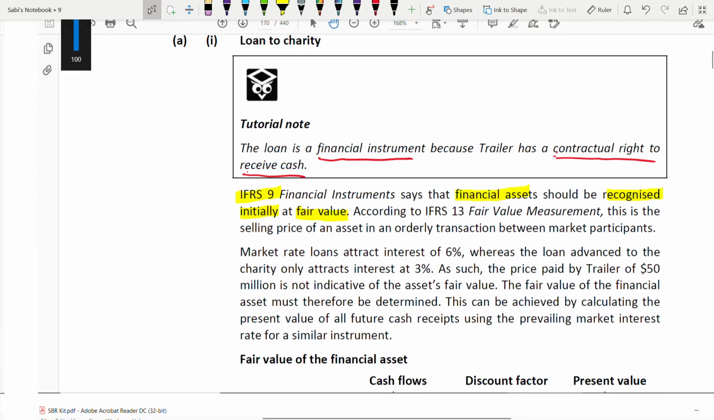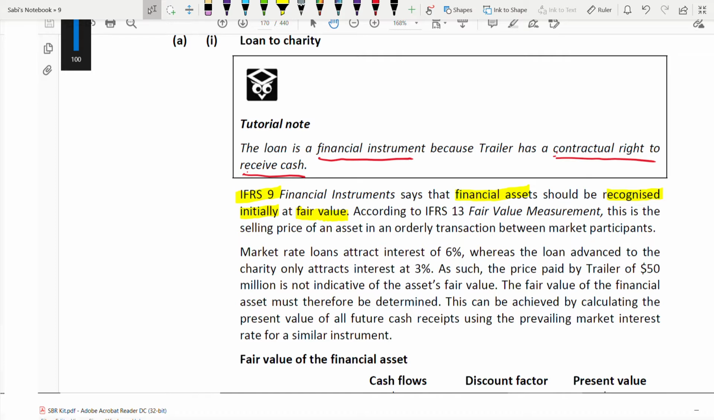These are the four keywords I've underlined: financial asset, recognized initially, fair value, and IFRS 9. The name of the standard, IFRS 9, then the subject of the sentence, financial asset, third, recognized initially, and fourth, fair value. Recognized at what? Fair value. Now you understood? All SBR answers are like this only. There is no difference to it. So it should be recognized at fair value.